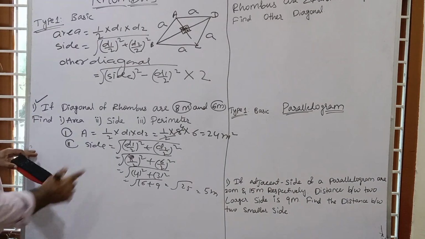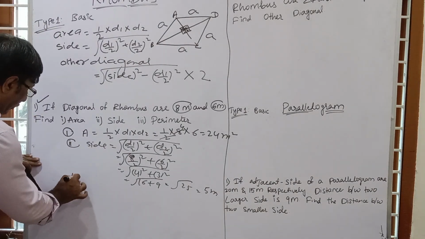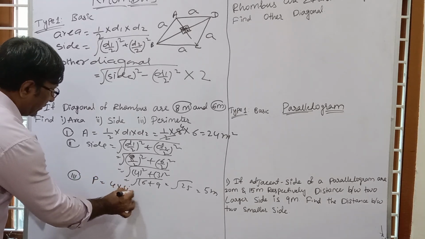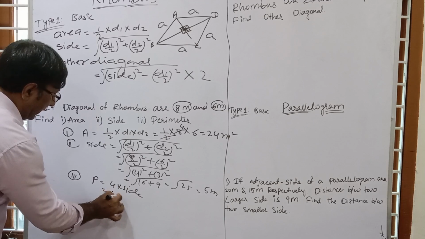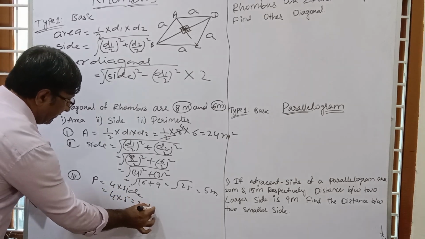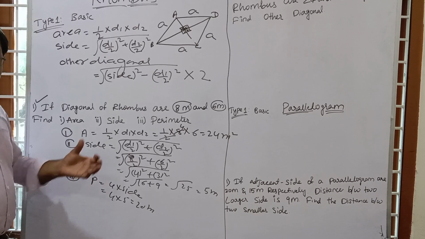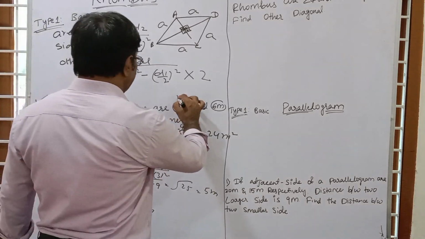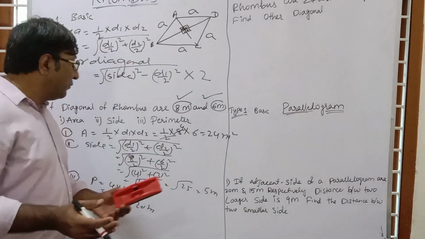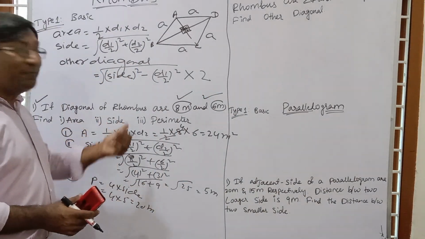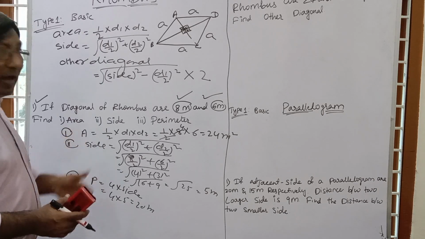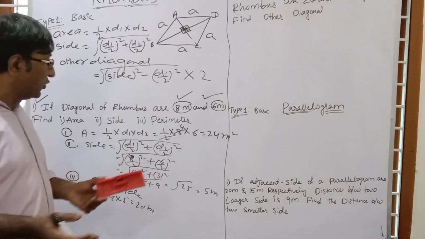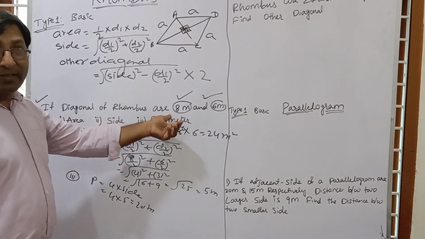Now we have to find the perimeter of the rhombus. You know the perimeter of rhombus P equals what? That is 4 into side. So this is 4 multiply 5, that is 20 meter, the correct answer. So this question is totally basic. Diagonals of the rhombus are given as 8 meter and 6 meter, and we have to find area, side and perimeter. First we find the area, half d1 into d2. So that is half 8 into 6. Answer is 24. You can solve this question only by seeing the question.